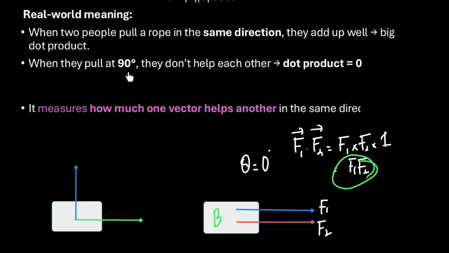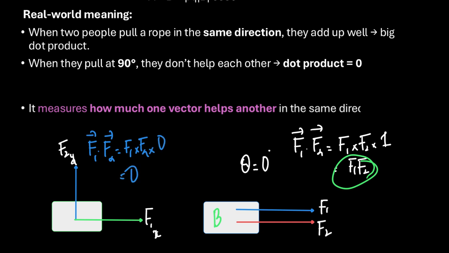Now, when they pull at 90 degrees, one person is pulling horizontally, the other is pulling vertically up, right? So we have two forces here. One, which is F1, acting only horizontally. And we have another force, F2, which is acting only vertically. In this case, the dot product of F1 and F2 is magnitude of F1 times magnitude of F2 times cos 90, which is 0. Therefore, the dot product is equal to 0, which means they don't help each other. Okay? Exactly like the one we had in this question.